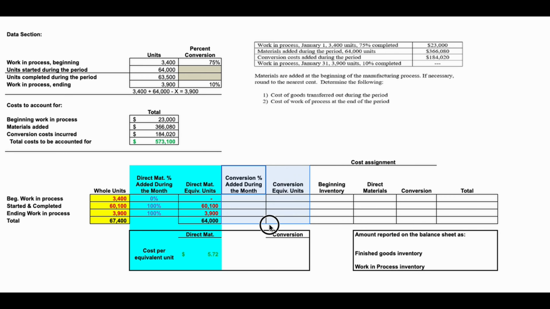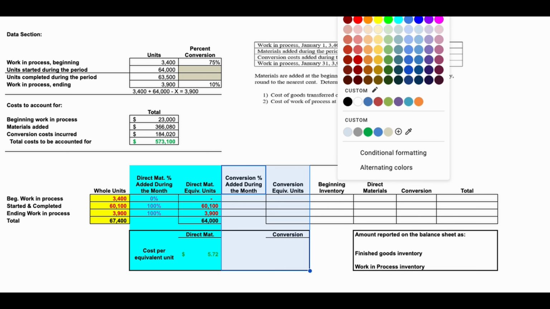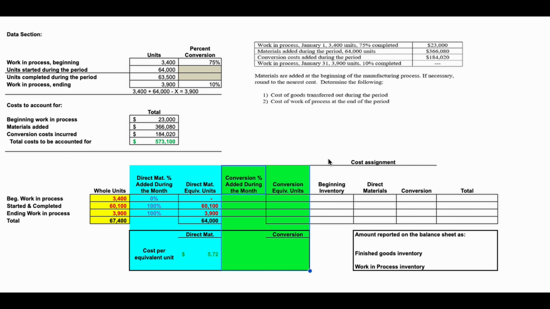Now we're going to move on to conversion equivalent units. So what I'm going to do is highlight this in, let's say, a green. Again, this is just so that I can visually separate which parts are for conversion and which parts are for direct materials. Now I'm going to start with the percentages. For materials, it was pretty easy for these problems. On conversion, it's not too bad, but we do have to think about it a little bit.